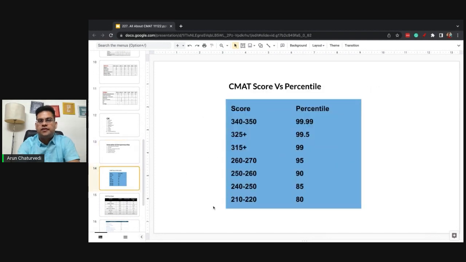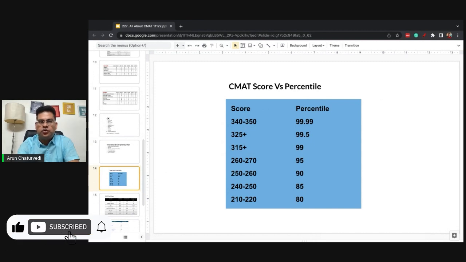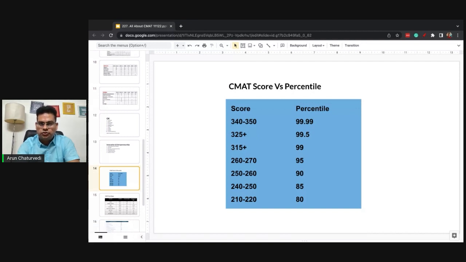Coming to the CMAT score versus percentile, it fluctuates, but by and large we can predict a range. If you score around 340, 350, you can get a 99.99 percentile, which will fetch you top colleges like JBIMS, General Bajaj, which is the CEO factory, a very good college, one of the best colleges for finance in India, at par with IIM Kolkata. And then you have Sydenham, SIMSREE, KJ Somaiya, all these colleges. If you score above 325 or even 315, you get a 99 percentile. I'll show that chart as well, wherein you can compare what percentiles are required for a particular college.